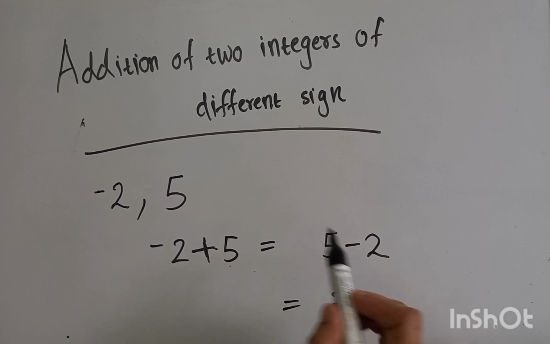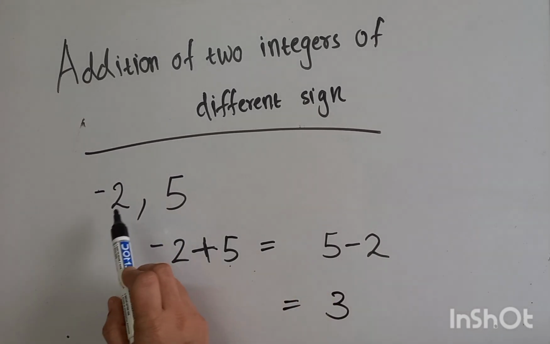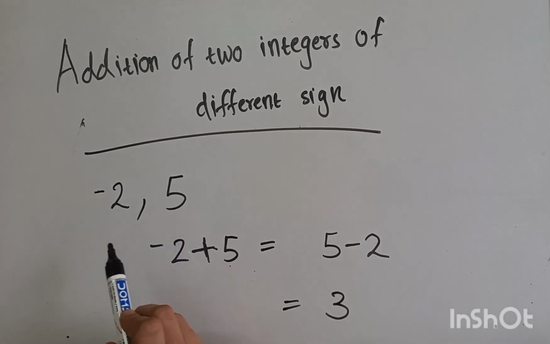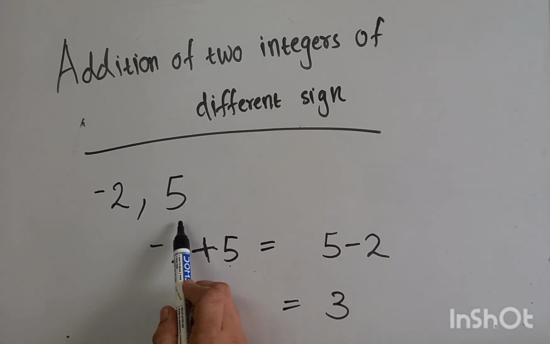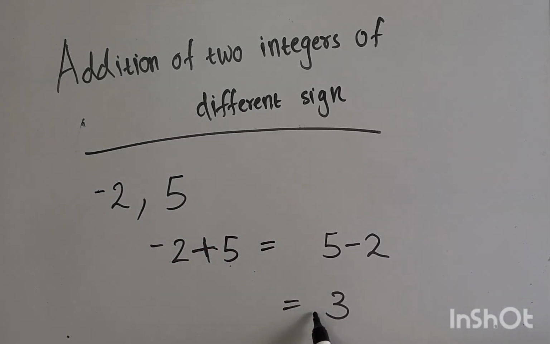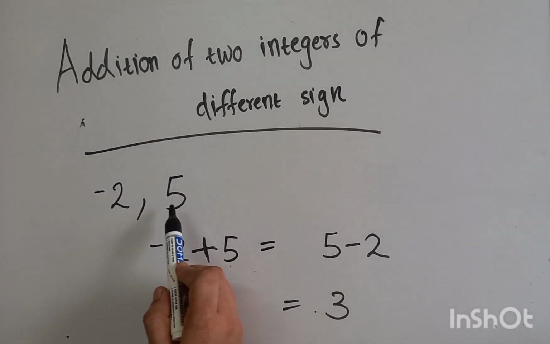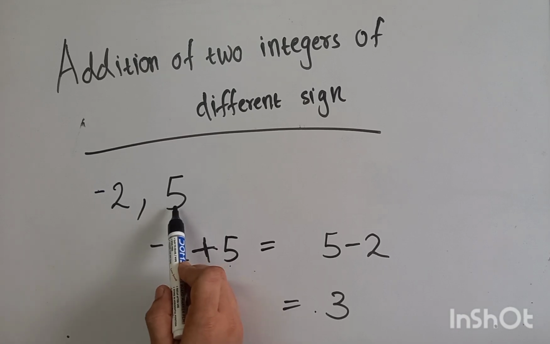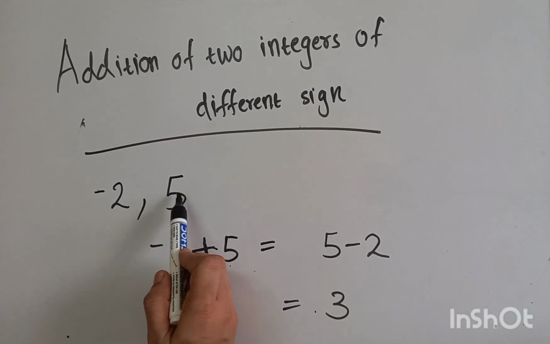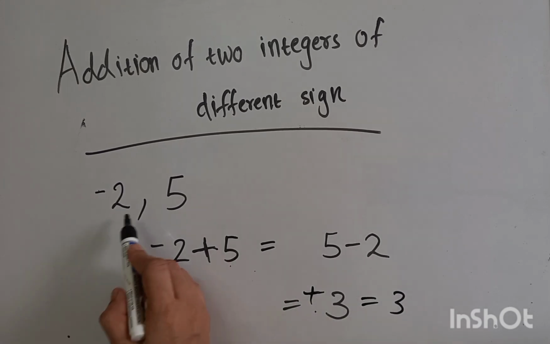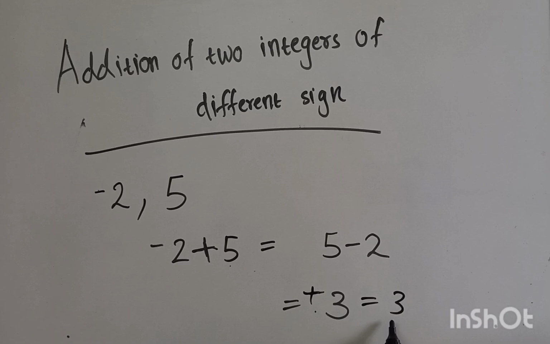And now you have to look at the question. You have negative 2 and 5. In that, see which is the greater number and what the sign of the greater number is. That sign you have to put in the answer. Here 5 is greater, and the sign of 5 is positive, so the answer will be positive. So it will be positive 3. So negative 2 plus 5, the answer will be positive 3.